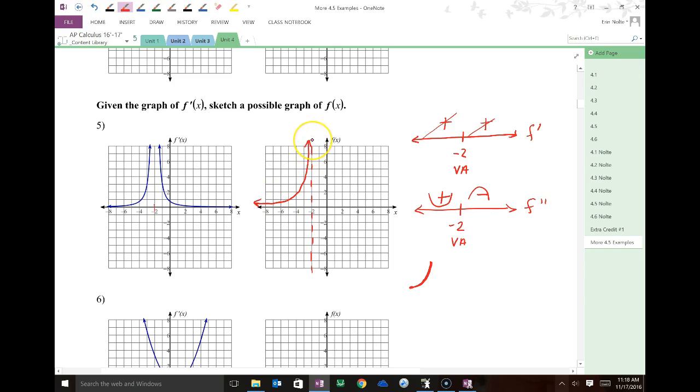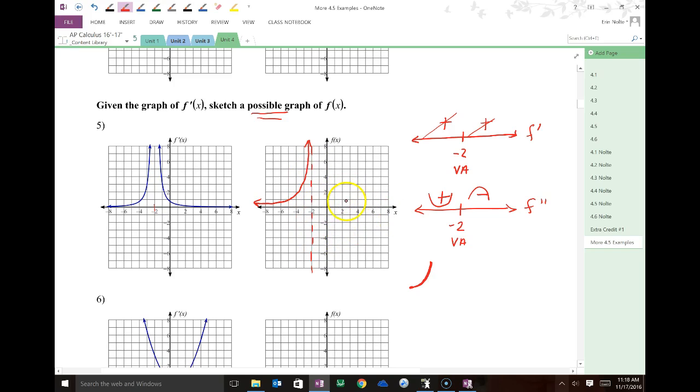The thing that I do not know, and this is why it says possible graphs, is how high or how low this function goes. So this side could be 10 units higher or 10 units lower. I don't know how high, but I'm just going to center this right at the x-axis to make it a little easier for me to draw it.